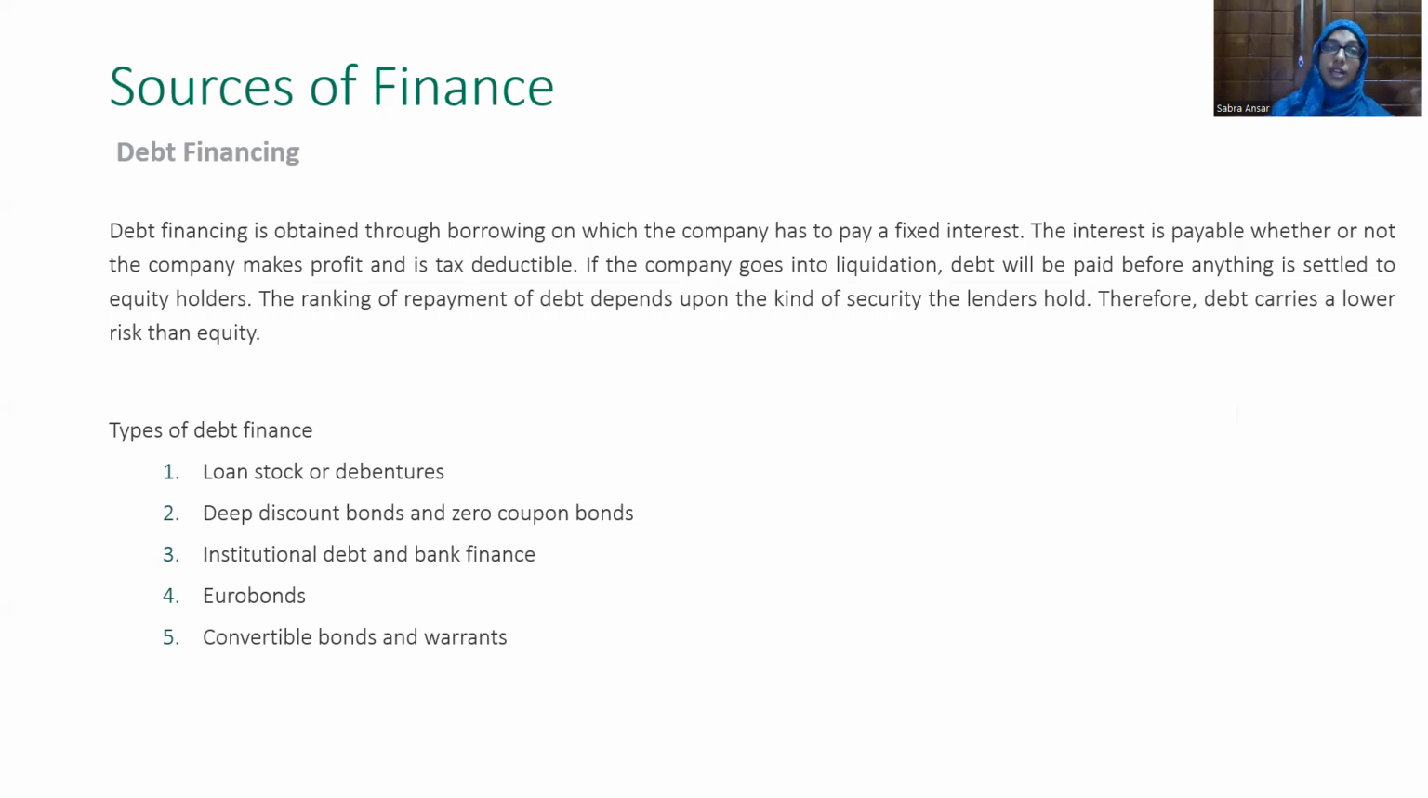So there'll be differences when we talk of sorts of finance. When it comes to debt finance, there are different types, which could include loan stock or debentures, deep discount or zero coupon bonds, bank finance, eurobonds, convertible bonds, and warrants. These are all different types of debt finance, and sources of finance, as you know. We are trying to understand all the sources of finance and how things are managed in an organization.